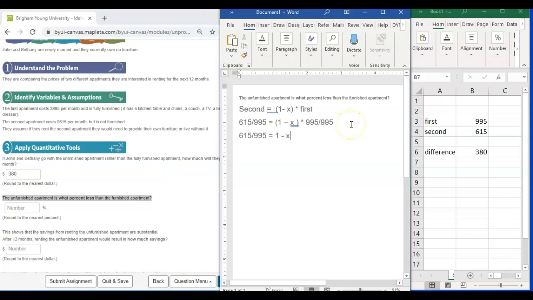Now the reason I can take off the parentheses is because nothing else is over here. The 995 divided by 995 is 1, or some people say it cancels, so it's gone. It becomes 1 because that is divided out. 1 times this is still this, 1 minus X. Now I need to continue solving for X.